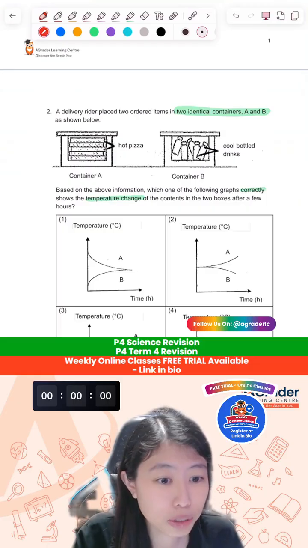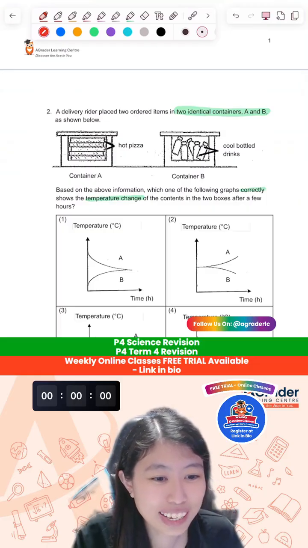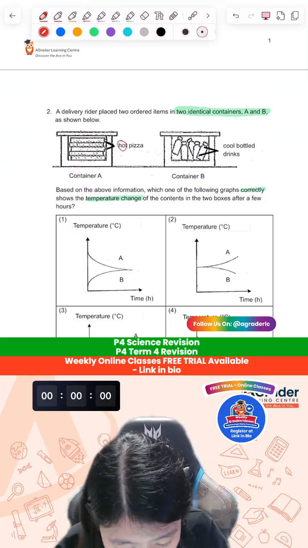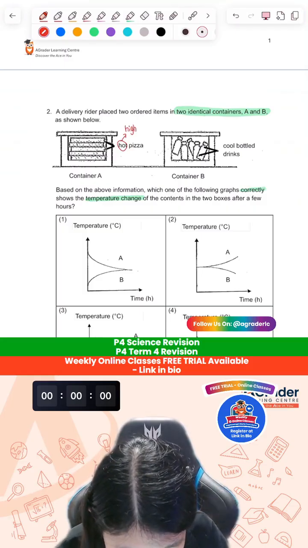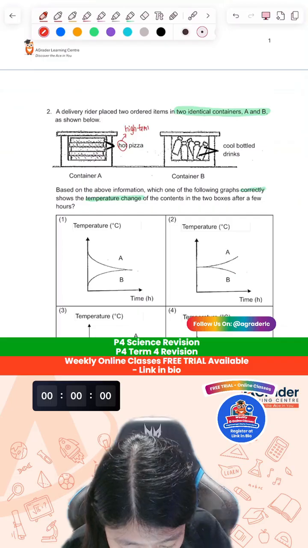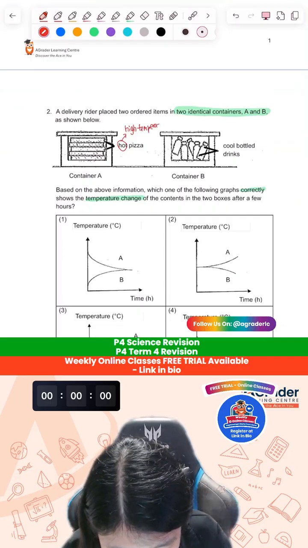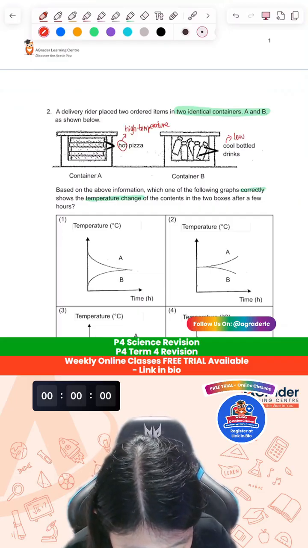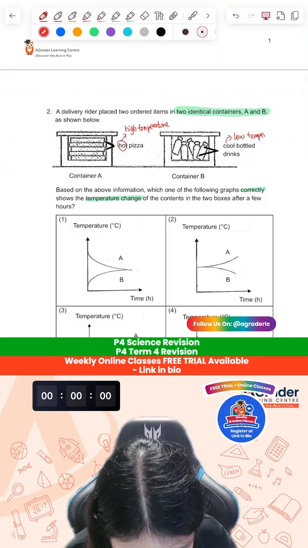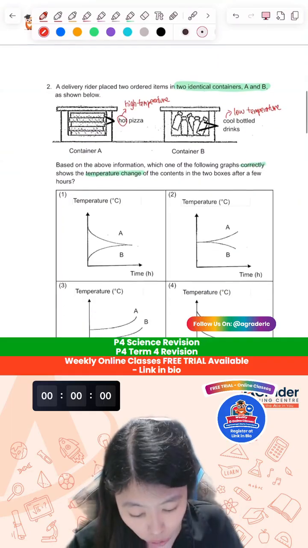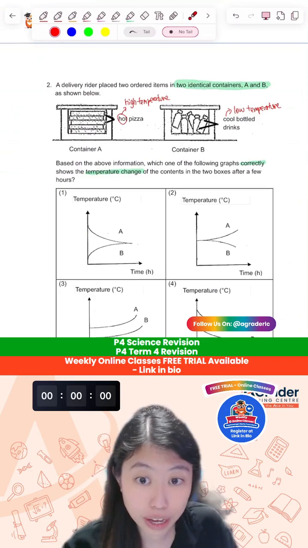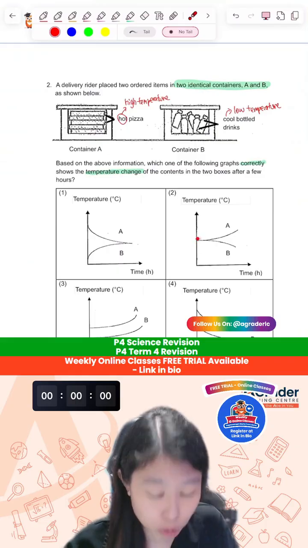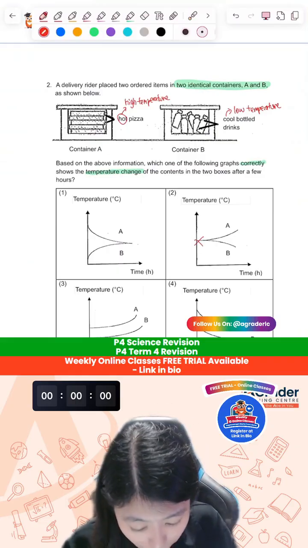The temperature should be what at the start? Higher, right? It should be the highest at the start because it's really hot. Hot pizza should start at a high temperature, while cold drinks, cool bottled drinks, should start at a lower temperature. So you can see from here, A starts at high, B starts at low. This one cannot, right? The starting point, they are not of the same temperature at the start of the experiment.